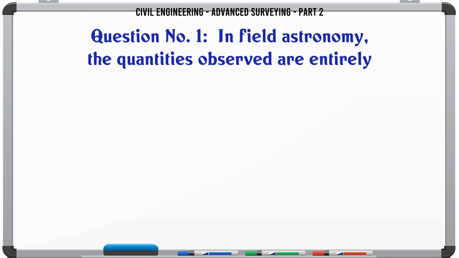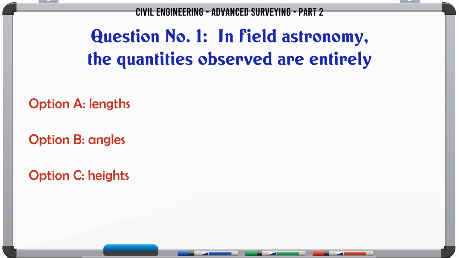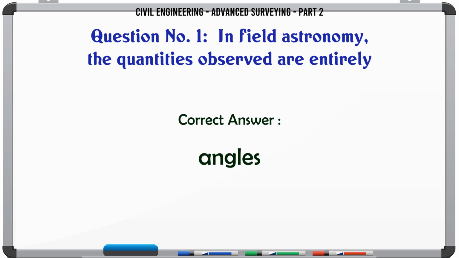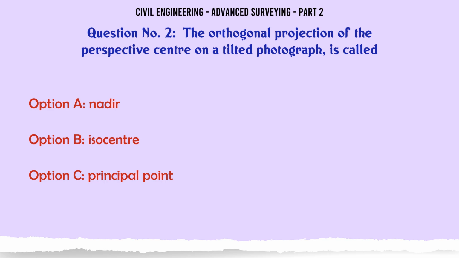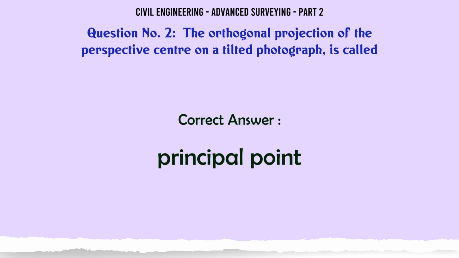In field astronomy, the quantities observed are entirely: A. Lengths, B. Angles, C. Heights, D. All of these. The correct answer is angles. The orthogonal projection of the perspective center on a tilted photograph is called: A. Nadir, B. Isocenter, C. Principal point, D. Plumb point. The correct answer is principal point.